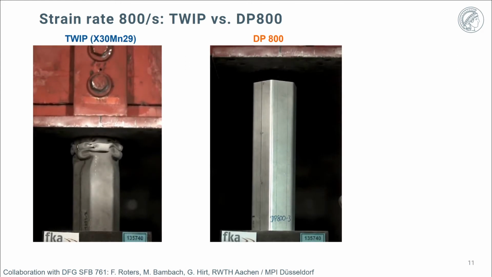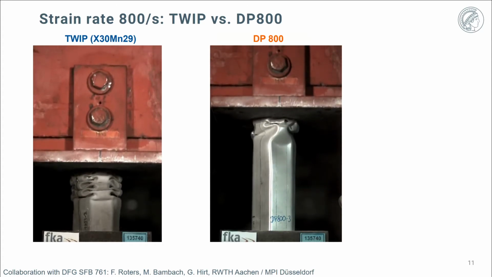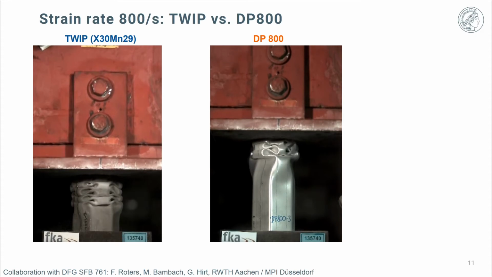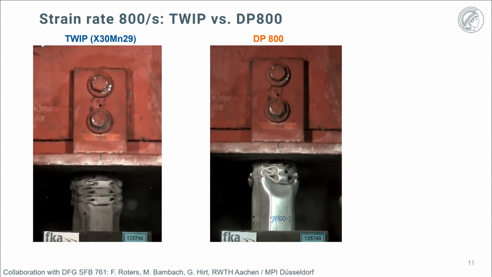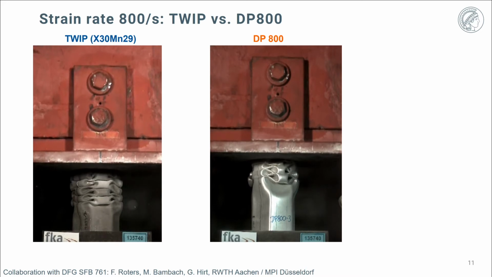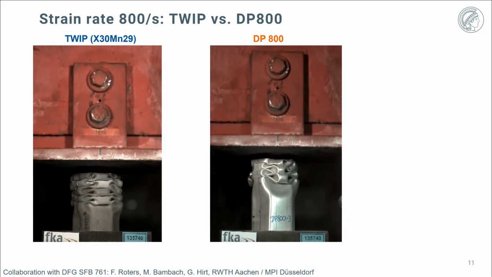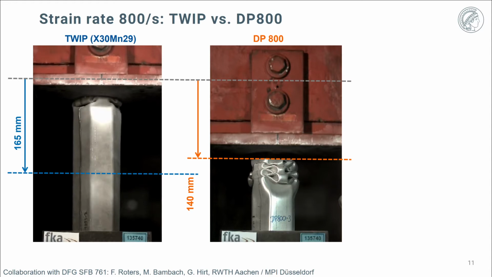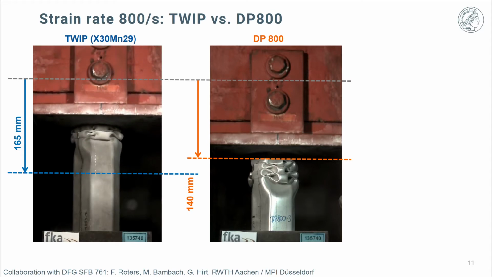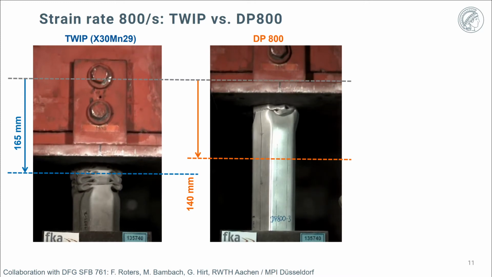Now the TWIP steel, as you just saw before, has a very high integral below its stress-strain curve. And you would expect that it is a perfect material for such a crash box application. But surprisingly, you can appreciate here that the DP800 steel, with its much lower ductility compared to the TWIP steel, is actually performing much better in such a crash box application. So how do we have to understand that?